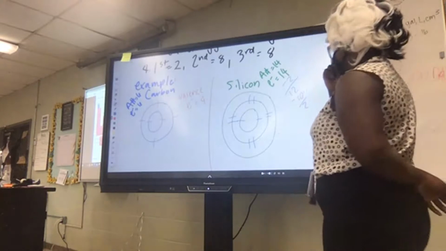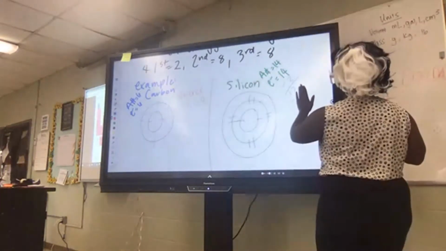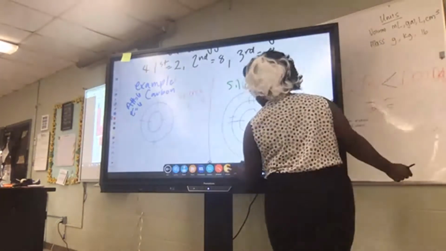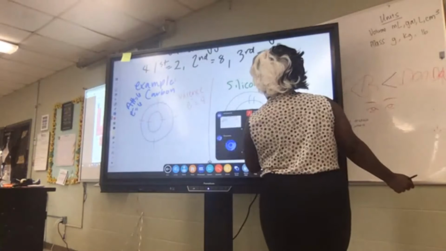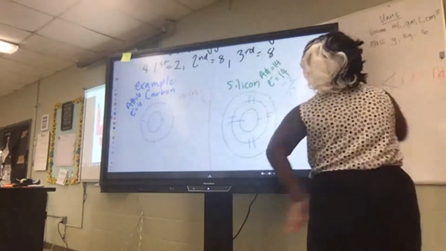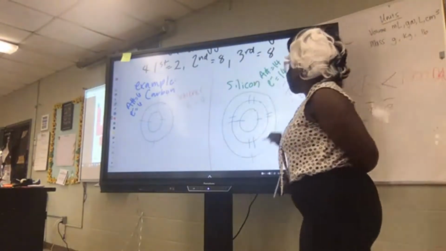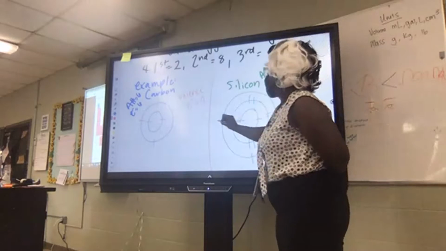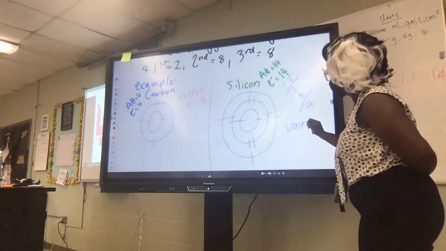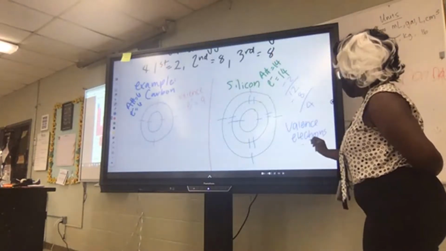Oh, that's not right. Silicon is 4. I should have 4 left over. What did I not count right? Silicon is 16, isn't it? No, that's sulfur. Silicon is 14. I subtracted 10, but I should have subtracted 8, which leaves me with 4. 1, 2, 3, 4. So valence electrons: 4. I have 4.